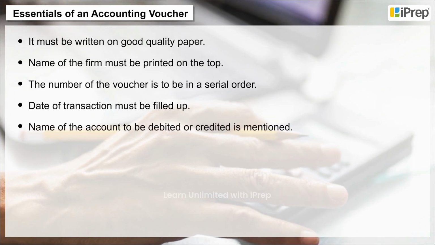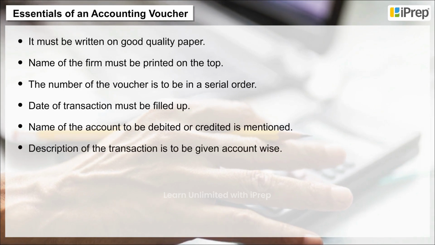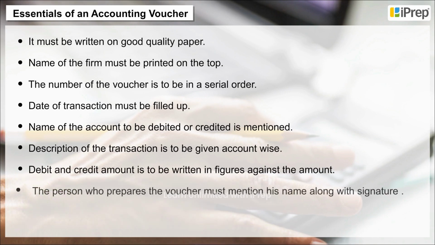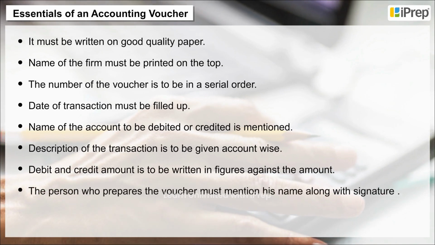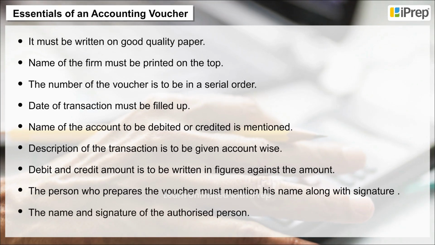Name of the account to be debited or credited is mentioned. Description of the transaction is to be given account-wise. Debit and credit amount is to be written in figures against the amount. The person who prepares the voucher must mention his name along with signature. The name and signature of the authorized person are mentioned on the voucher.